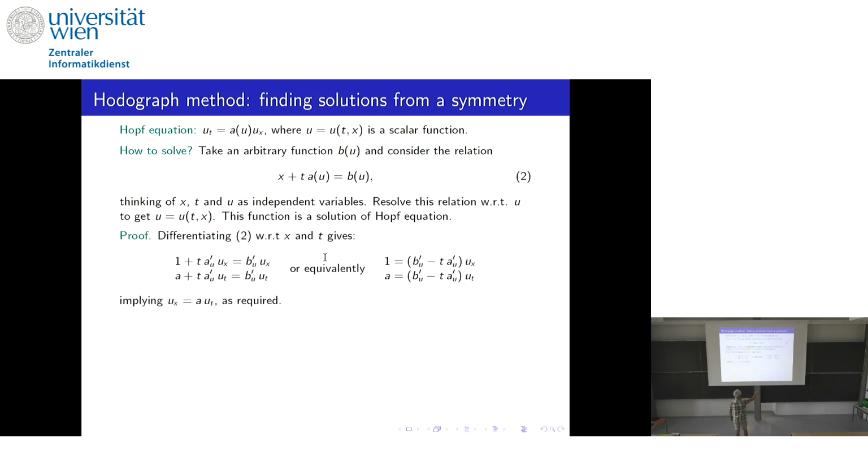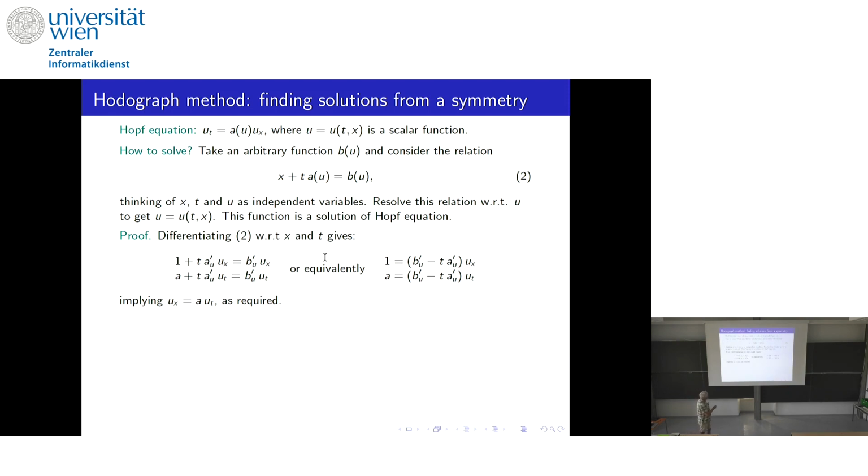So I take this and differentiate it with respect to x and t. Differentiating by x gives us this one. You see that I differentiate a by the rule of differentiation of a composed function, the same as b. Differentiated by t gives this, and differentiating b gives this.